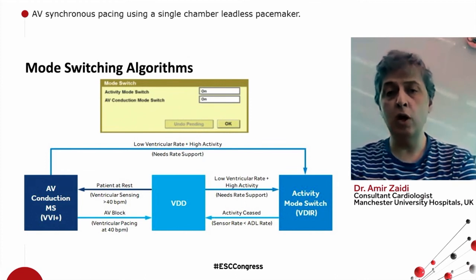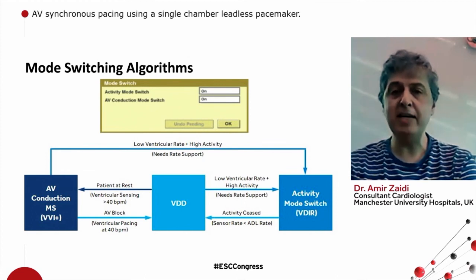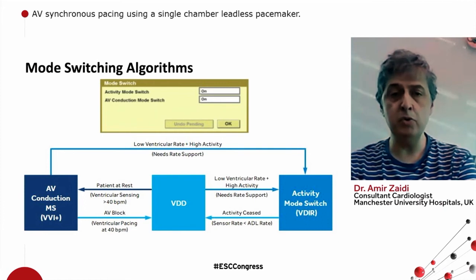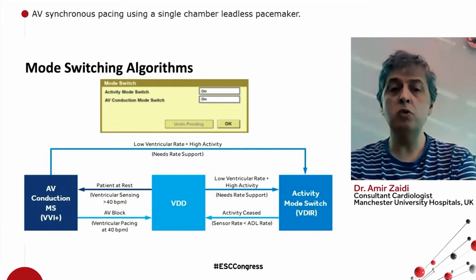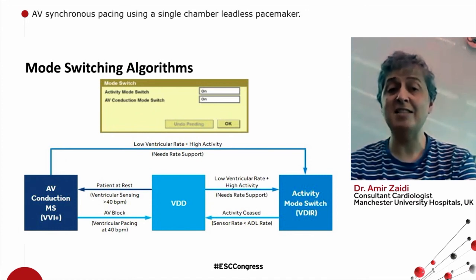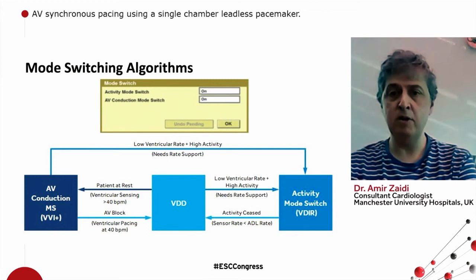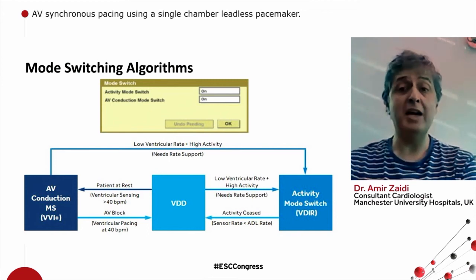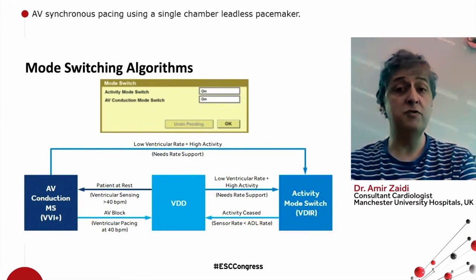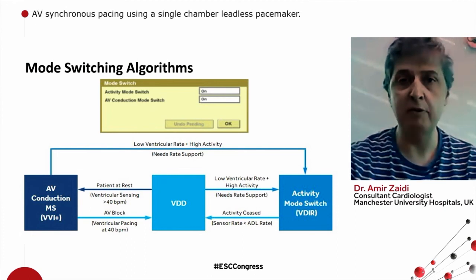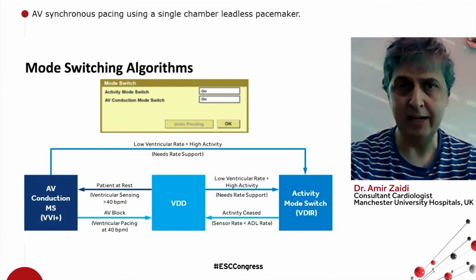So although the Micra AV mainly works in VDD mode, at periods it will switch to VVI plus, where it will test to see whether there's intact AV conduction to try to minimize ventricular pacing and preserve battery life. And when there's high rate activity, it will mode switch to an activity mode, which is VDIR, to provide rate support during exercise.